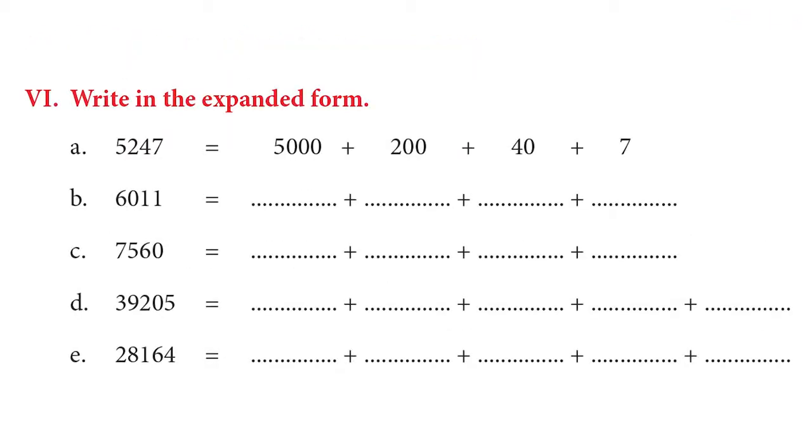So, we were looking at the expanded form. The first example is already done for us, 5247. So, we write it as 5247, which we have been seeing before, no problem. Let us take a look at the 5-digit numbers. So, it is 39205. So, how do we write it in our textbook?